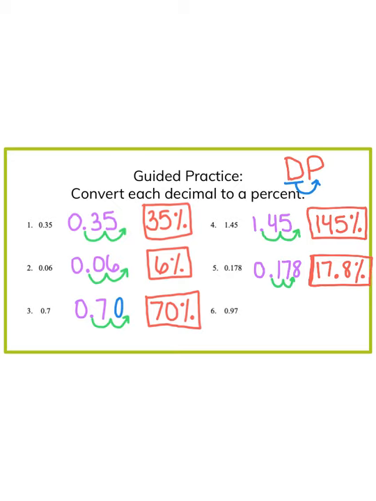And last, we're going to convert 97 hundredths to a percent. I see my decimal point in my number, so I just need to move it over 2 spaces to the right. 1, 2. So 97 hundredths is equivalent to 97%, and I'm including my percentage sign.